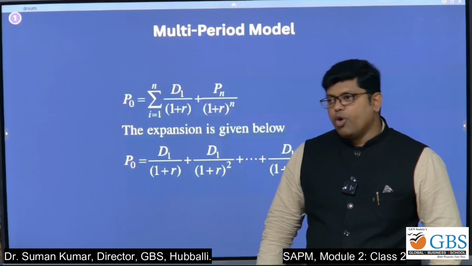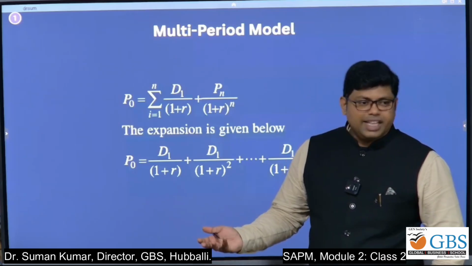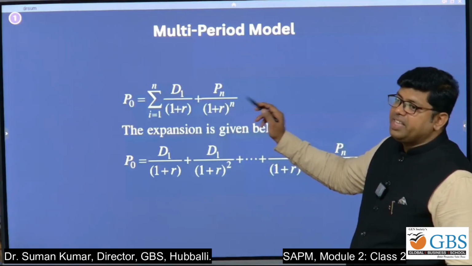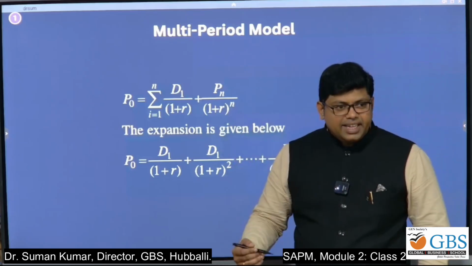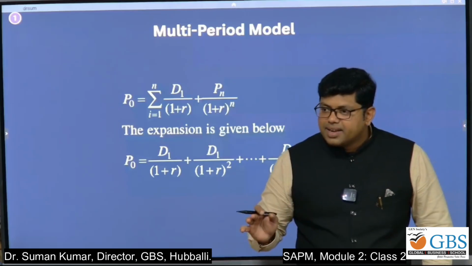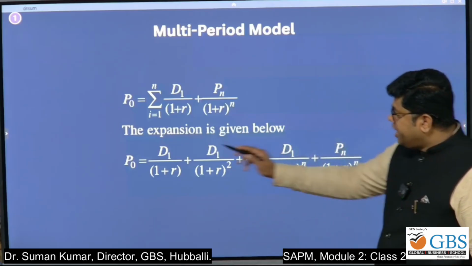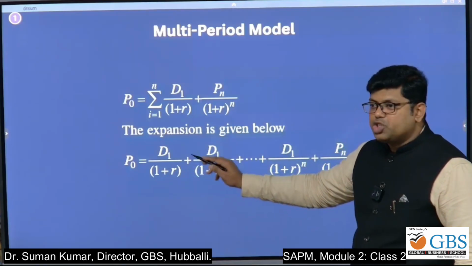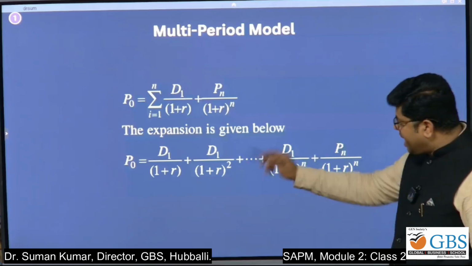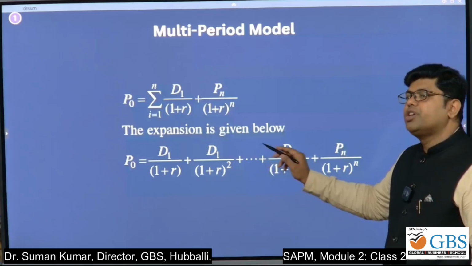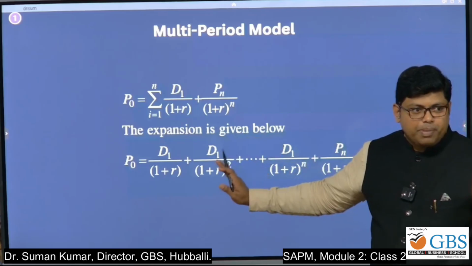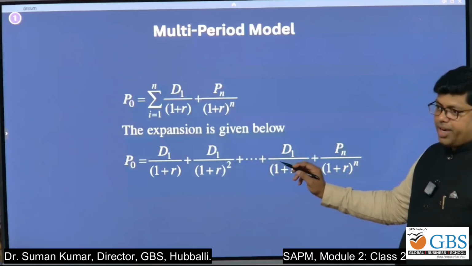You can sell it for more than your purchase price or less than the purchase price, whatever. So Pn divided by (1 plus R) raised to the nth year. If we are selling your stock in the third year, n will become 3. Clear? So the expansion: D1 upon (1 plus R) raised to 1, D1 upon (1 plus R) raised to 2, plus D1 upon (1 plus R) raised to 3. If it is 3 years, then n is equal to 3. You should stop up to 3.